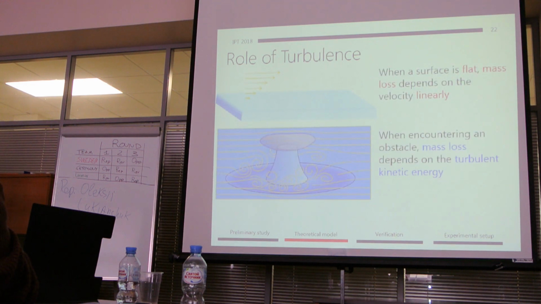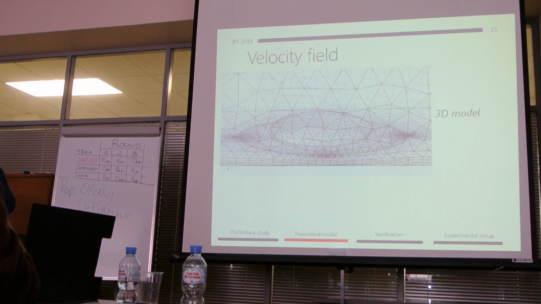Because when the surface is flat, turbulence exists only in a very thin layer and it is linear there. And when encountering an obstacle, mass loss depends on turbulent kinetic energy as well. So we can get this formula. We conducted modeling one more time using the new dependence.